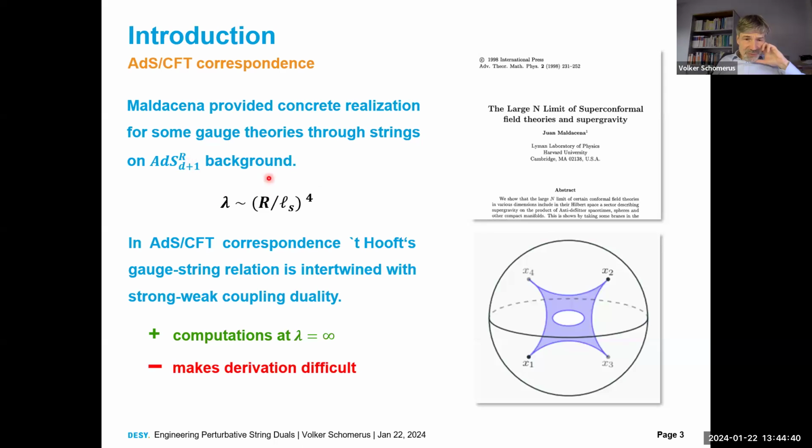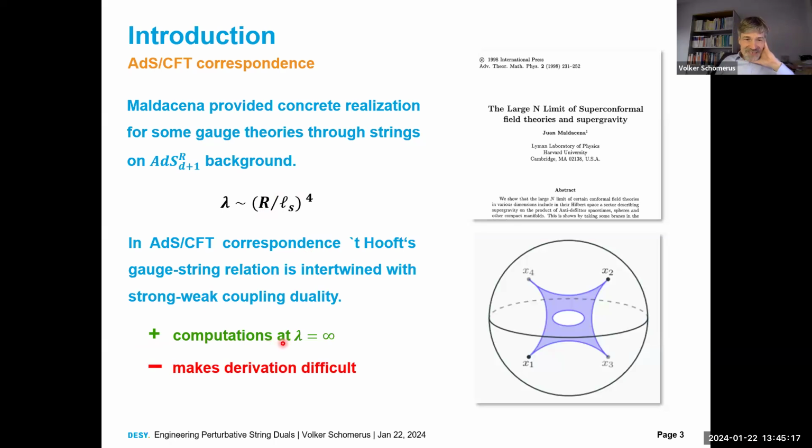And in this context, of course, the coupling of the gauge theory was related, not to the scale, but to the parameter of the string compactification, namely the radius of the compactification measured in string length, by this formula. This means that the string theory is very easy to calculate when the curvature radius is small. Then you can do supergravity computations, and that probes the large lambda, the large coupling region. Of course, again, that's all very well known.